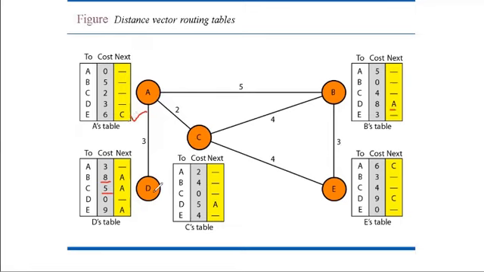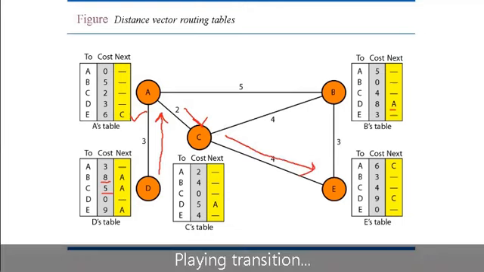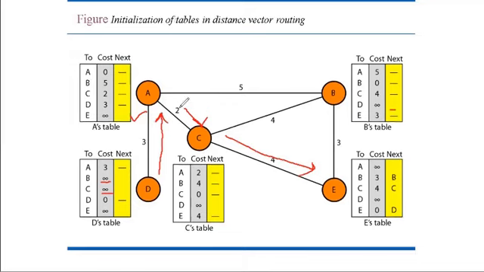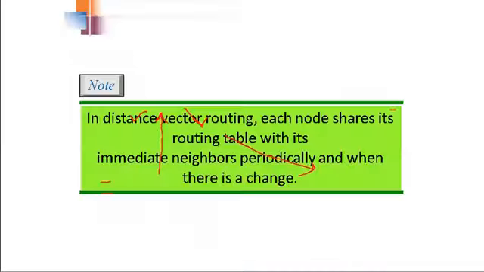So if D has to send a packet to E, it will travel in this way. First, it will travel to A. Then A's route to E is through C. So it will travel to C. Then C will directly transfer the packet to E. So this is the way distance vector routing works. So these are the final tables, and these are the initial tables of distance vector routing.